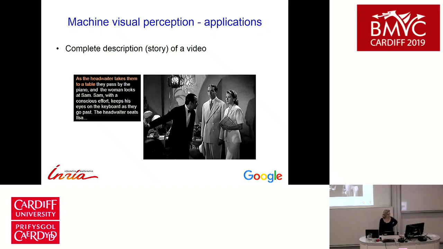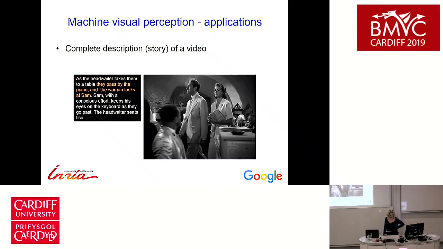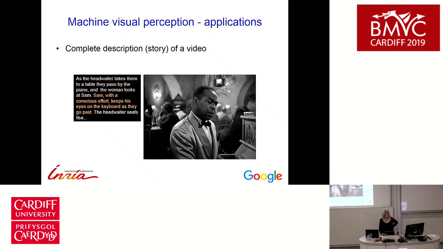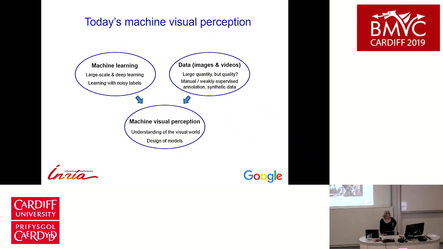If you want to describe the complete story of a video, so for example here, as the head waiter takes them to the table, they pass by the piano and the woman looks at some and so forth, we know all that's something which is very far from what computers can do today. They can maybe detect the person, understand maybe some of the objects, but it's clear that they cannot narrate the story. They cannot capture what are the intentions, what's going on in the video.